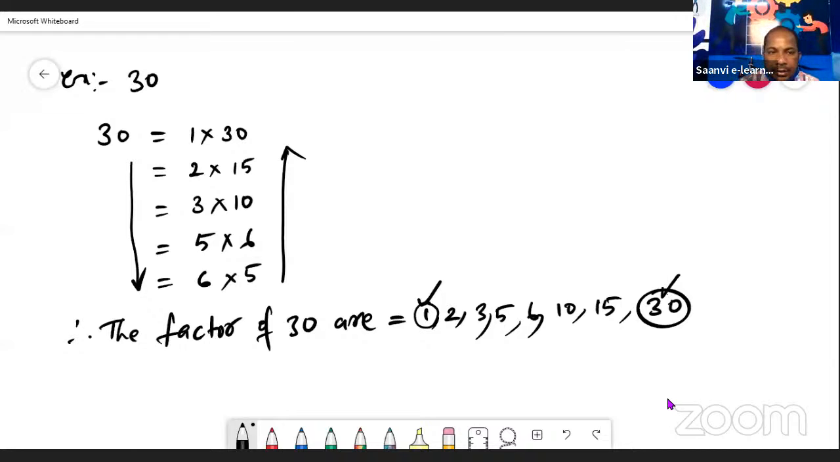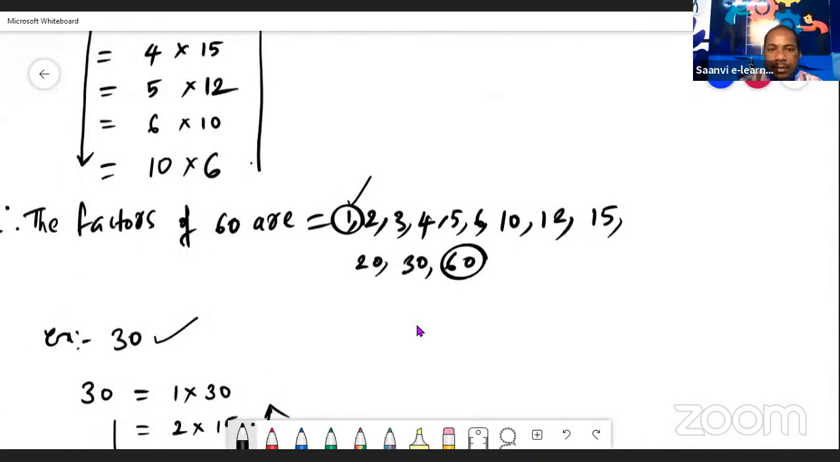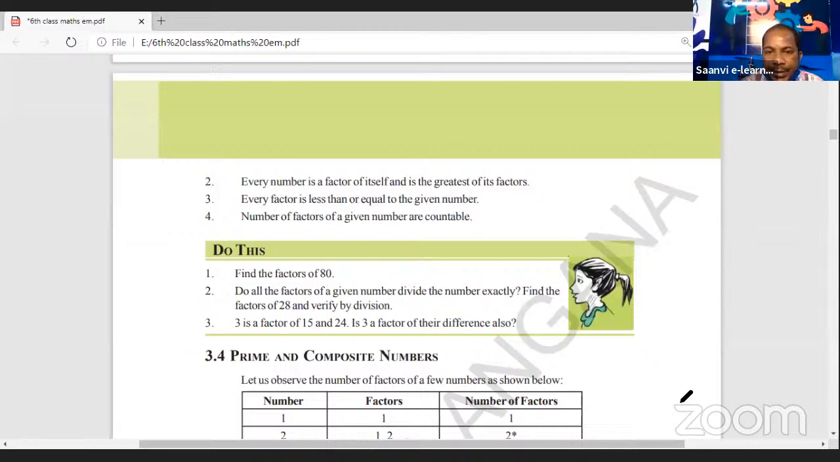Suppose see here the number 30 is there. So here 30 is a factor of itself, and this is the greatest factor of all the factors. Okay, and also if we observe the first example 60, see here, 60 is a factor of itself, and this number 60 is the greatest factor of all these factors. So like that, every number has itself as a factor, and that particular number is the greatest of all its factors.